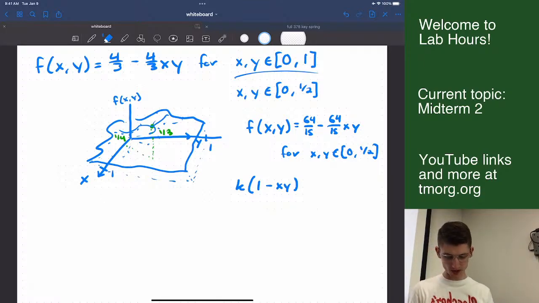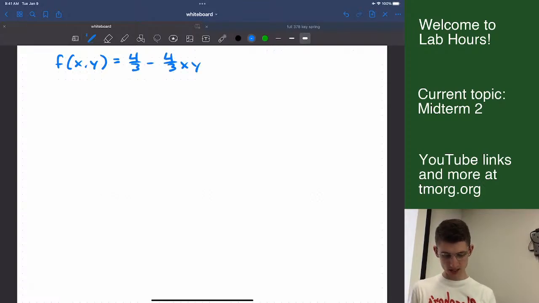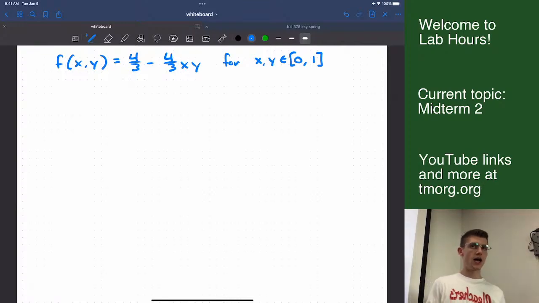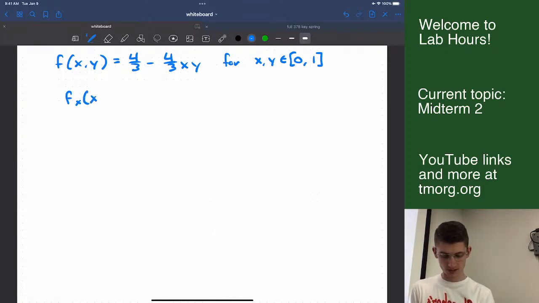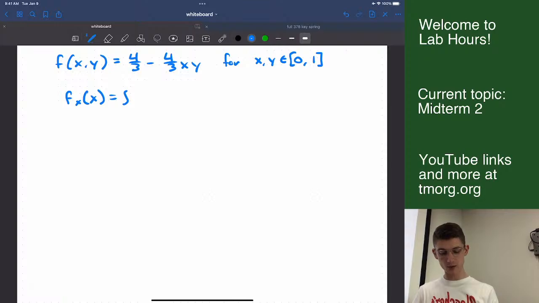So let's move on from this for a second, and let me give you the concrete way to calculate marginal probabilities, okay? If I have f of x and y equal to 4/3 minus 4/3 xy, for x and y with the bounds 0 to 1, how do I get the marginal density of x? Integrate with respect to y. Why? Because I want to get rid of y. I don't want y to be a factor anymore. I don't want to even care about it.